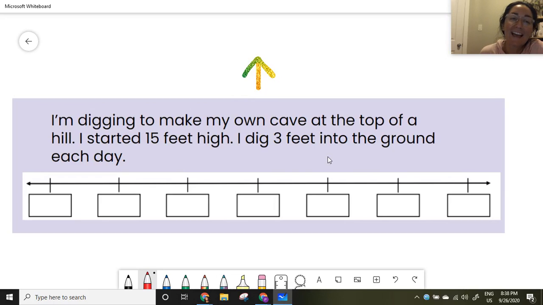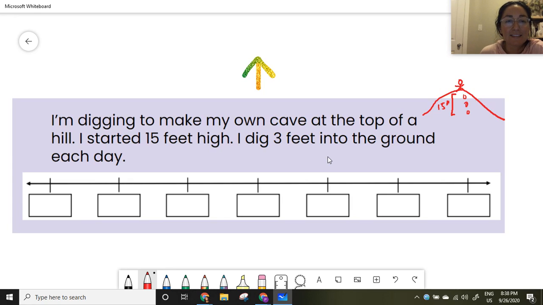In this story, I'm digging to make my own cave at the top of a hill. I started 15 feet high. I dig 3 feet into the ground each day. So to illustrate this a little bit more, I have a hill, and this is where I'm starting to dig. That means that this height was 15 feet, and I'm going to continue to dig and dig and dig until I get as deep as I need.